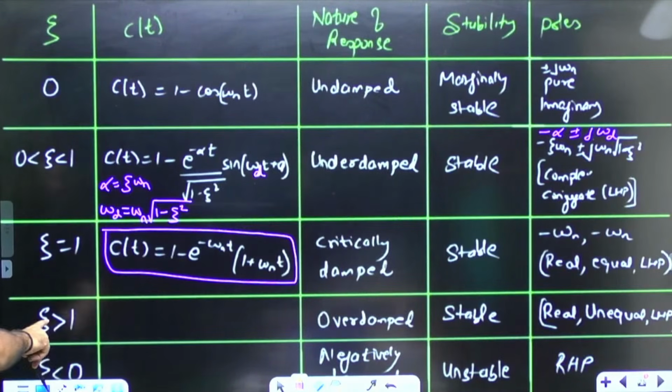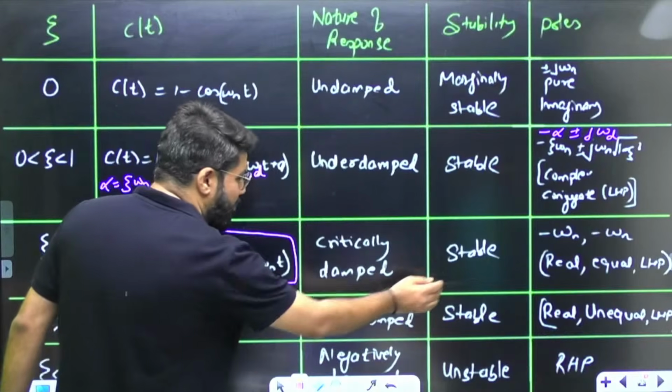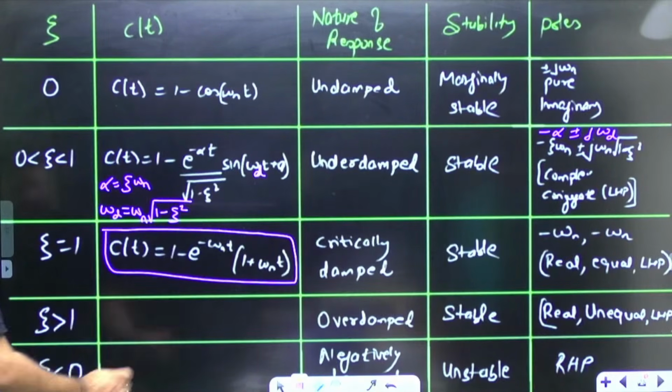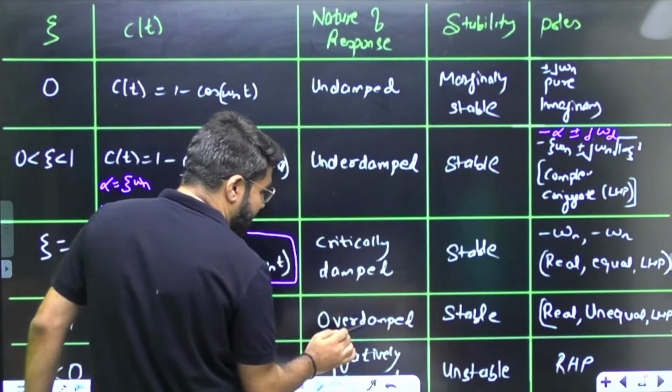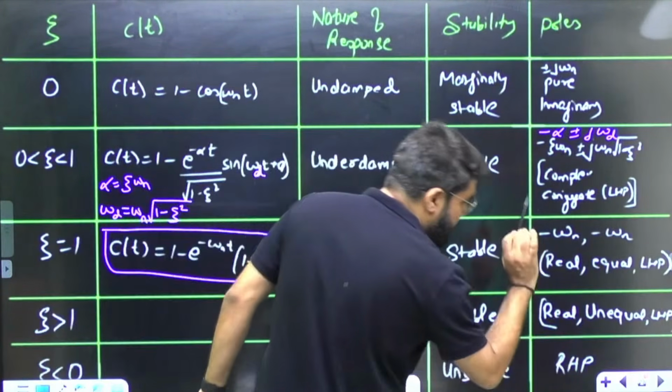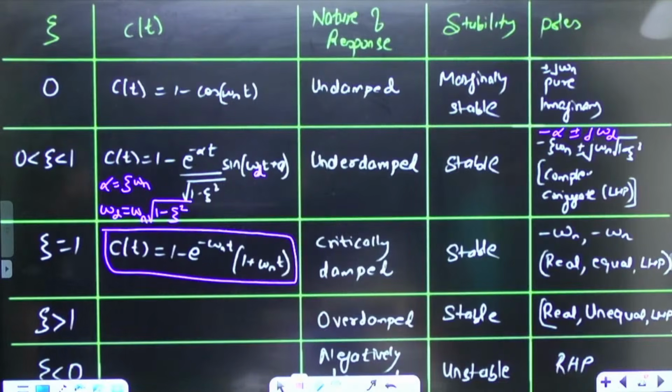For zeta greater than 1, no need to remember any expression for output. Based on the different zeta, we can solve using Laplace transform in such a case. The response is overdamped, roots will be real and unequal, system will be stable. For any negative zeta, the system is said to be negatively damped, the response is unstable, and the roots will be in RHP. This much you should always remember.